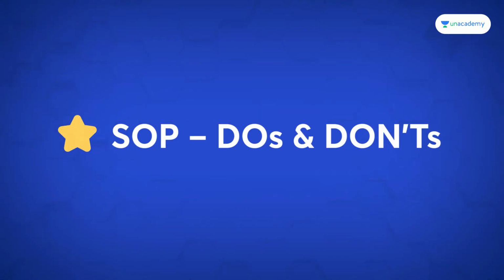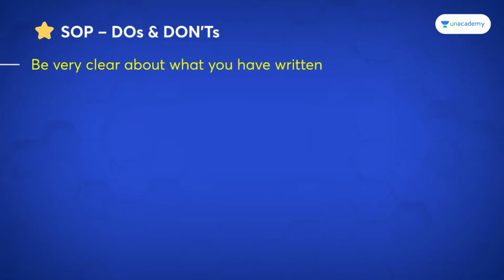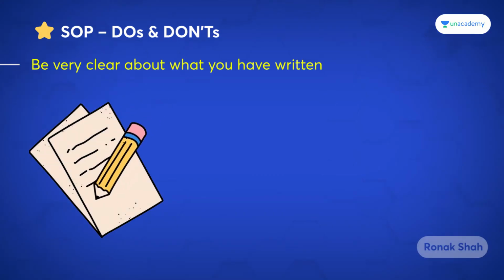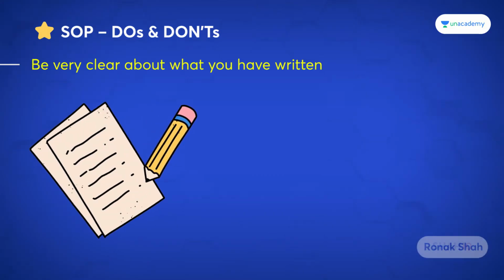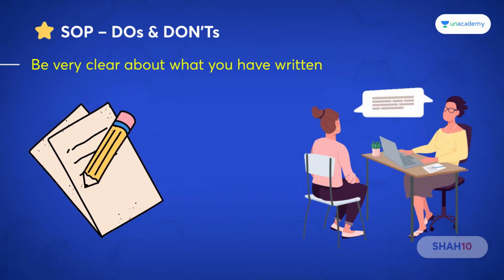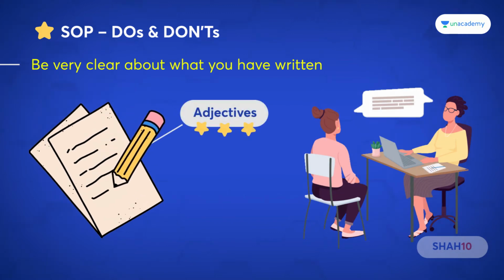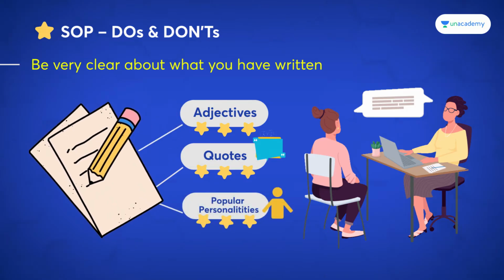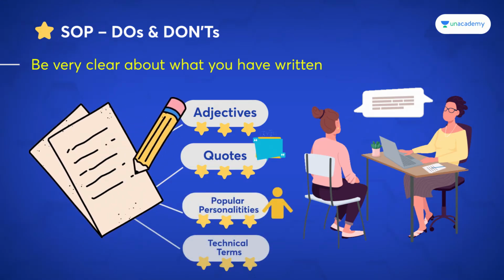Now let's look at the important points to keep in mind before you start writing your SOP. As I mentioned, you can also call it do's and don'ts. So the first point is you should be very clear about every single word that you have mentioned in your SOP, as you can be asked questions on that during the interview, particularly on the adjectives that you have used about yourself, the quotes or the popular personality that you have mentioned, or the technical terms that you have used in the SOP.